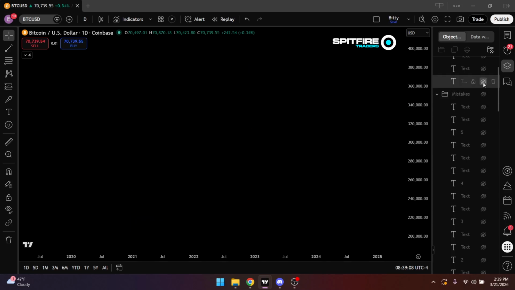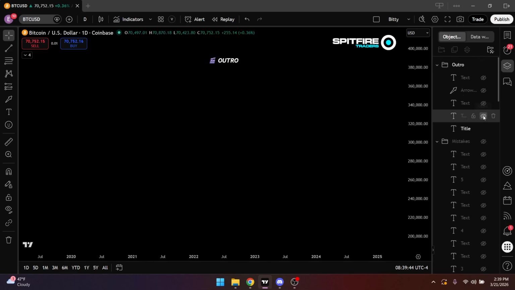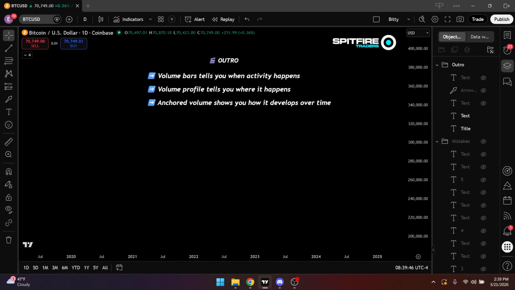So, the key idea from this lesson is simple. Volume bars tell you when activity happens. Volume profile tells you where it happens. And anchored volume shows you how it develops over time. By combining volume bars for timing, volume profile for location, and anchored volume for context, you start to see the market in a much clearer way. Not just what price is doing, but why it's moving and where activity is actually happening.